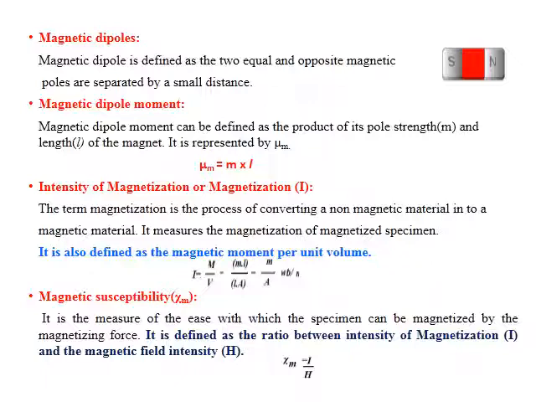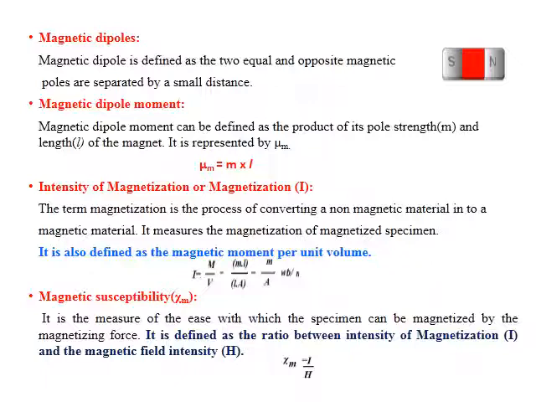The next parameter is magnetic dipole moment. The magnetic dipole moment can be defined as the product of its pole strength and the length of the magnet. It is represented by mu = m times l. Here length is understood as the distance between the two pole ends, and m is the pole strength. If you multiply these two, this gives you the magnetic dipole moment. The magnetic dipoles and magnetic dipole moments are very important parameters for defining the characteristics of a magnet.